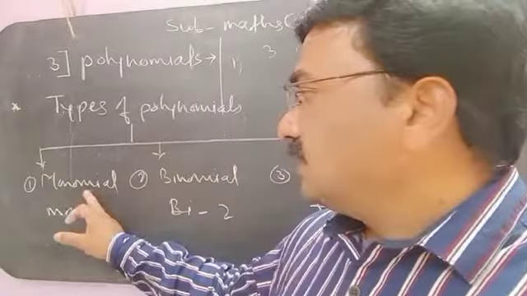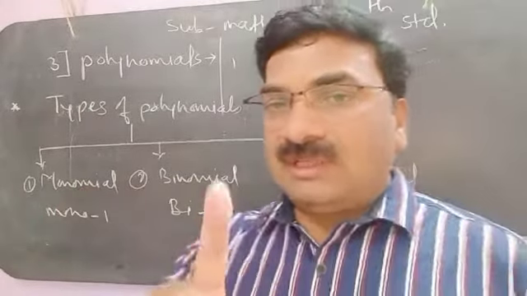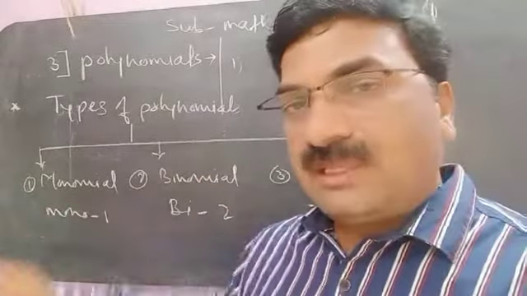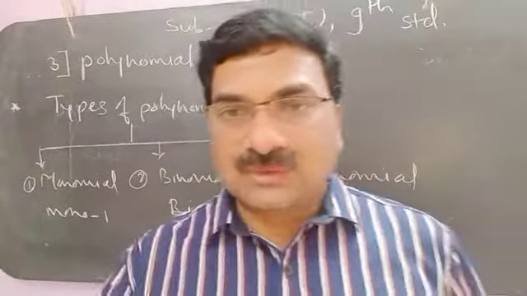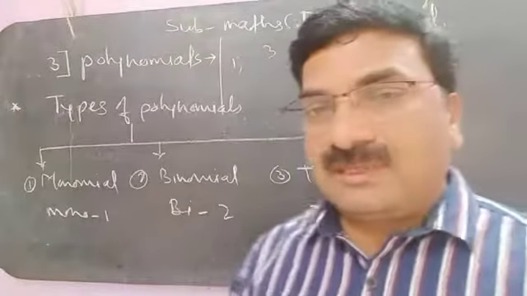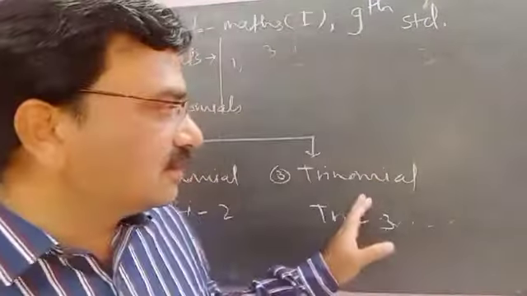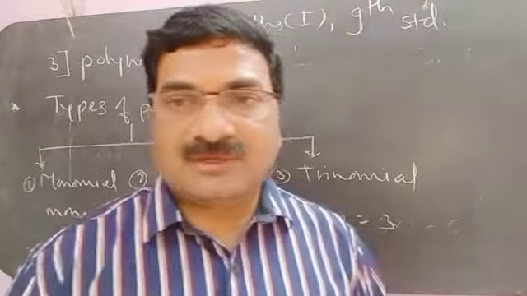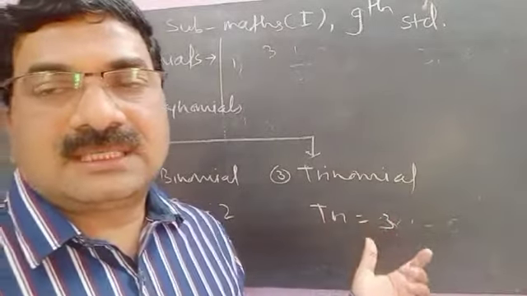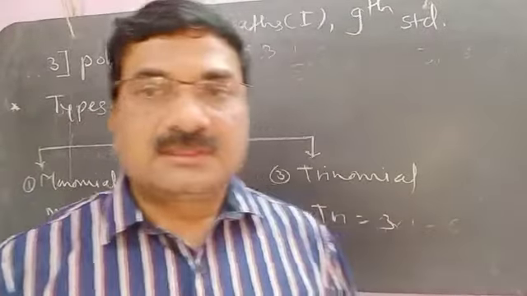A polynomial having only one term is called a monomial. A polynomial having two terms joined together is called a binomial. A polynomial having three terms joined together by mathematical operations like plus or minus is called a trinomial. These are the three types of polynomials.